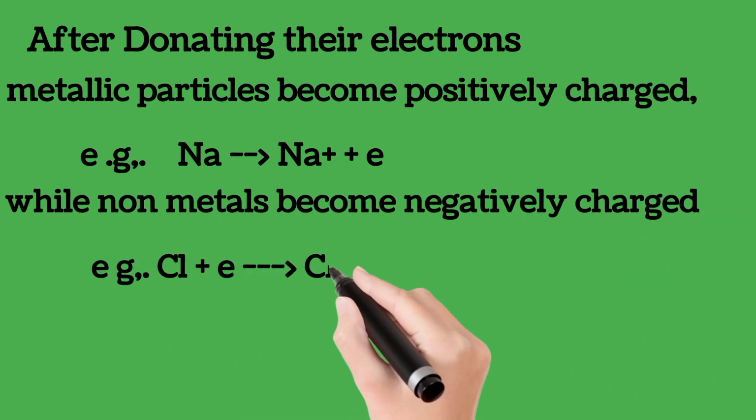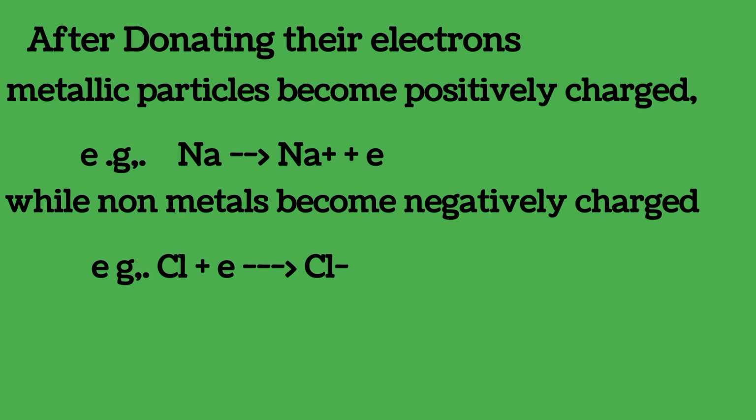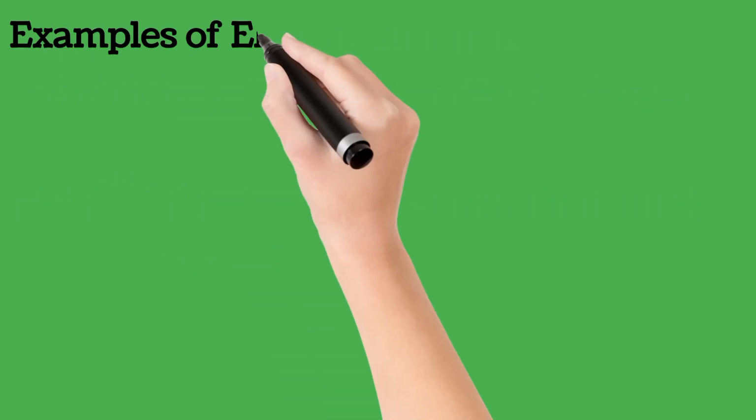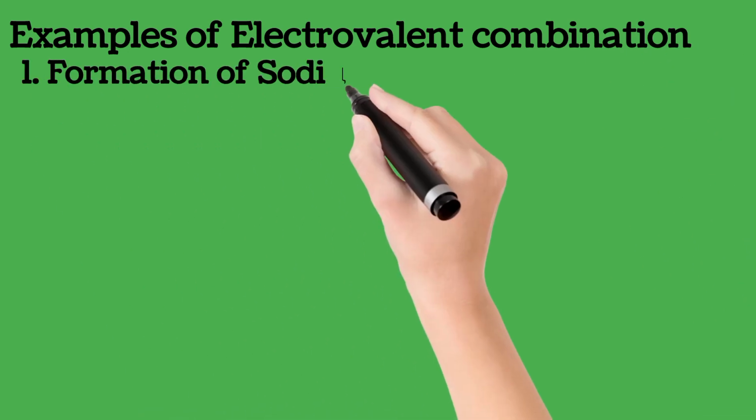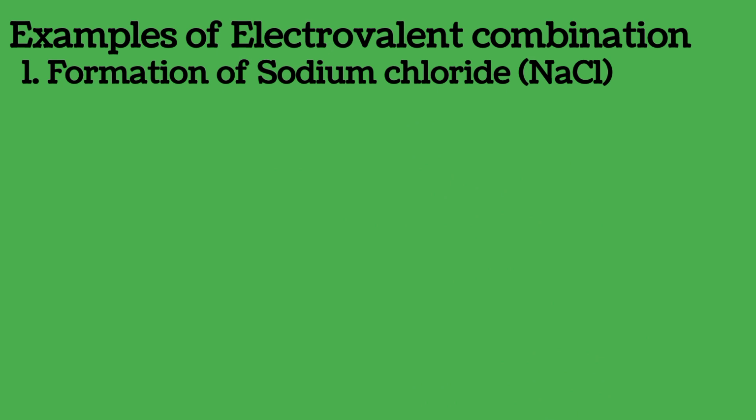After metals donate the electron, metals become positively charged. As shown, sodium has given out 1 electron, it becomes sodium plus. Why do metals not become negatively charged? As shown, chlorine accepts 1 electron and it becomes what? Negatively charged. So also, potassium will become positively charged, calcium will become positively charged, aluminum will become positively charged, oxygen will become negatively charged.